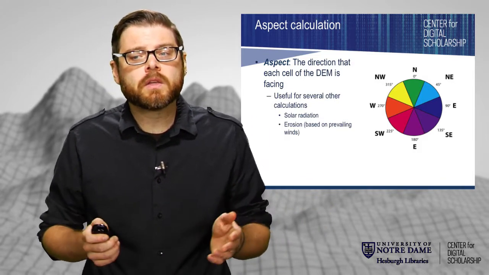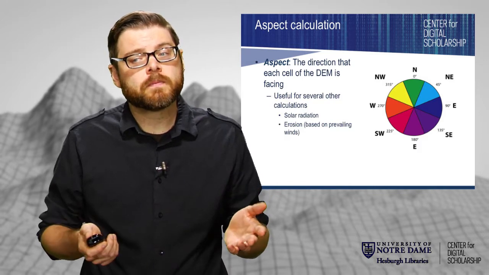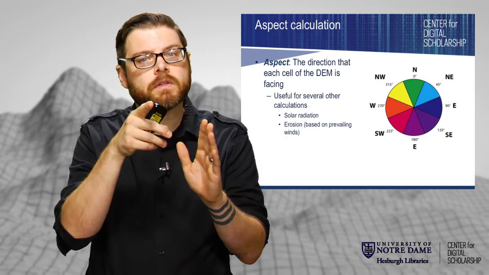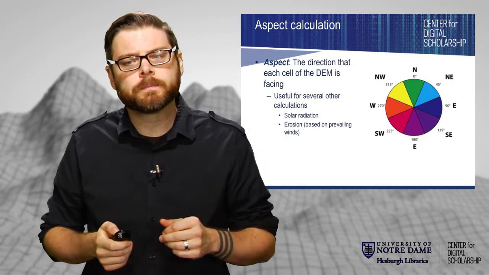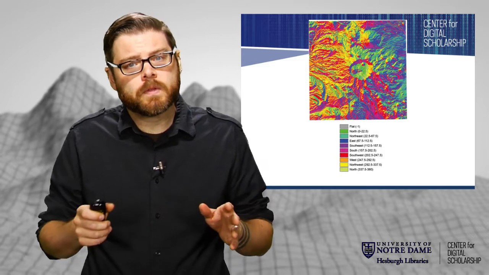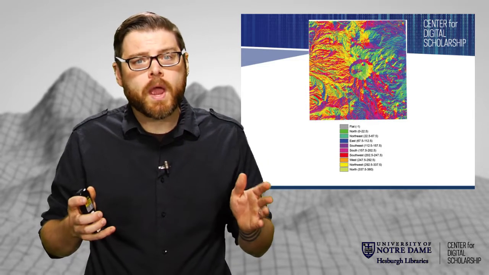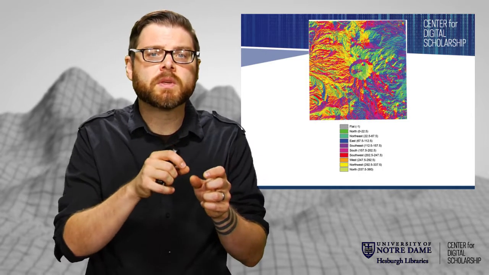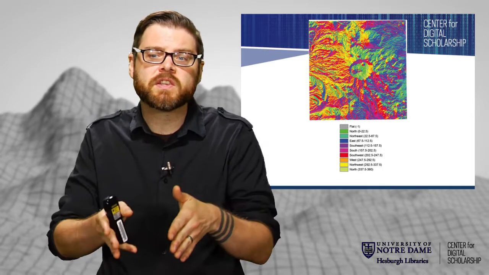And the way that these are calculated is based on degrees. So north is 0, and then you have all of the other degrees coming back around to 360, which is also north. Calculating one of these, the software does it the same way. It looks at a center pixel, and then it looks at all the ones around it. Whatever the steepest slope is, it then gives it that value of where it's facing.